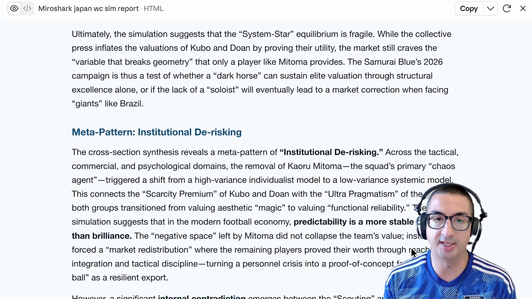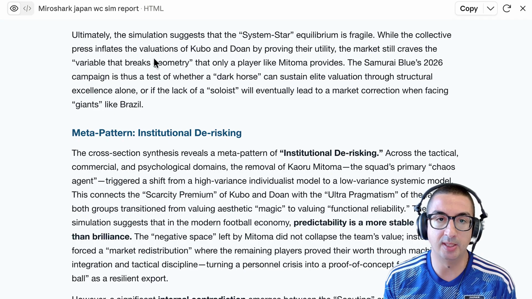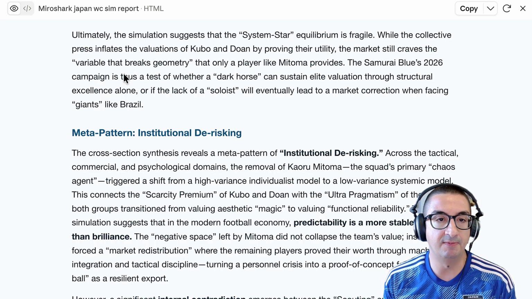Ultimately, the simulation suggests that the system-star equilibrium is fragile. While the collective press inflates the valuations of Kubo and Doan by proving their utility, the market still craves the variable that breaks geometry, that only a player like Mitoma provides.